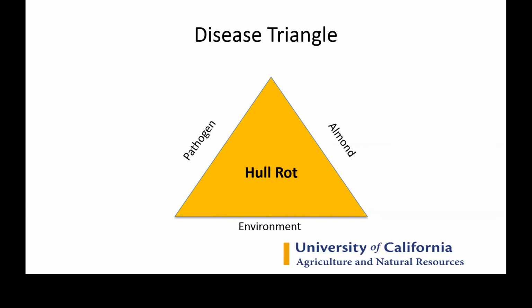We will need to understand the factors on the almond, which is the host part, what makes the almond more susceptible, whether it's varietal differences, whether the phenology of the hull split, and other factors that will make the plant more susceptible to this disease. And lastly, the environmental factors, such as temperature, relative humidity, etc., that are causing a disease.